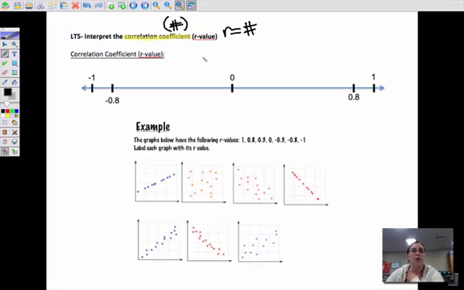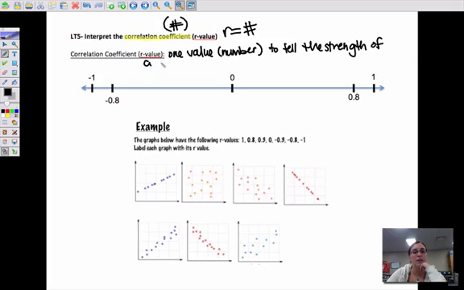So the correlation coefficient is one value or number to tell the strength of a scatter plot. So this actually tells you the strength. It doesn't tell you anything about the slope of the line or anything like that. It just tells you how strong that line is.